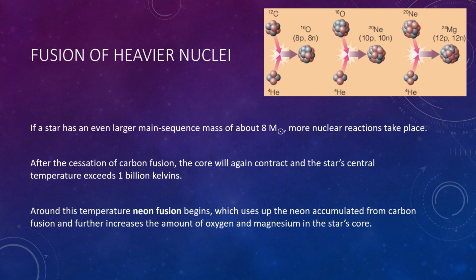If a star has an even larger main sequence mass of about 8 solar masses, even more nuclear reactions can take place. After the cessation of carbon fusion, the core will again contract, and the star's central temperature will exceed 1 billion degrees Kelvin. It is around this temperature that neon fusion begins. This uses up the neon accumulated from carbon fusion and further increases the amount of oxygen and magnesium in the core.